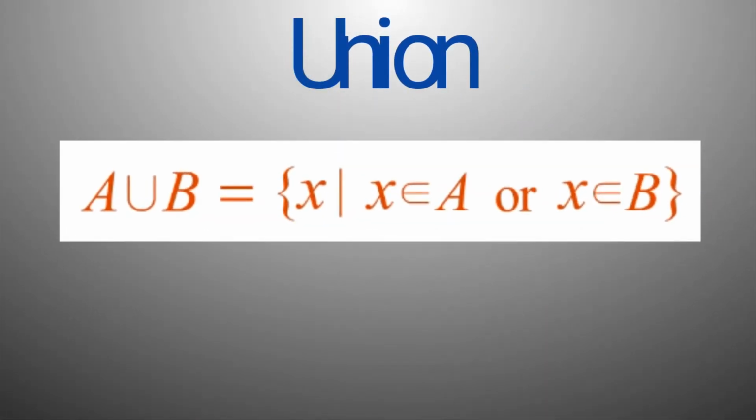Using set builder notation, we can write the definition of the union of two sets formally as follows. The union of sets A and B is the set of all elements X such that X is a member of A or X is a member of B.